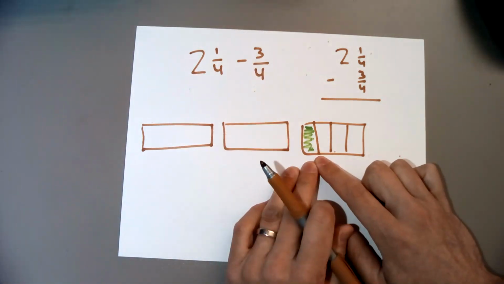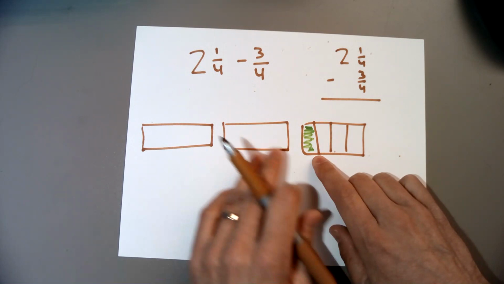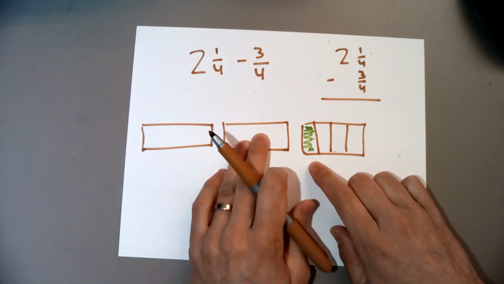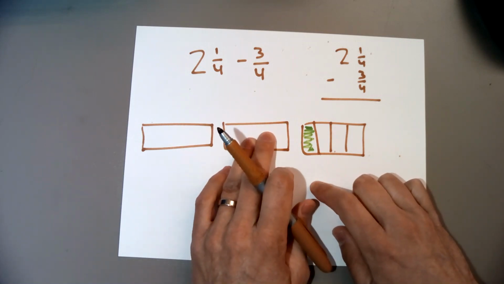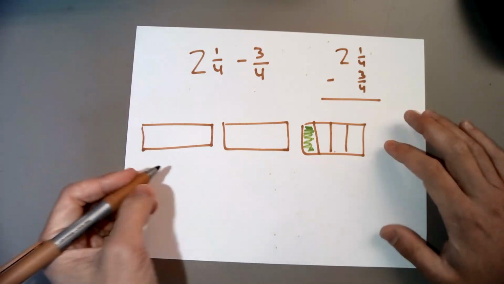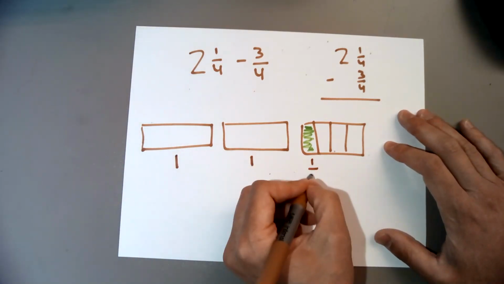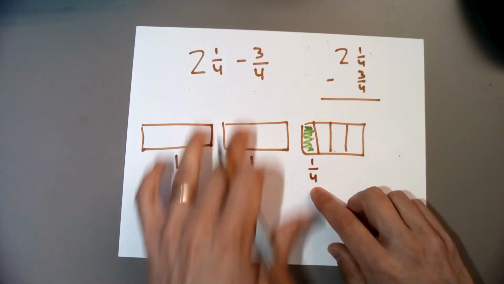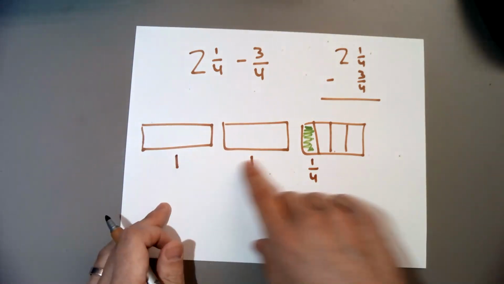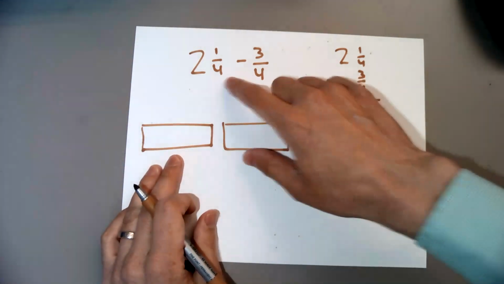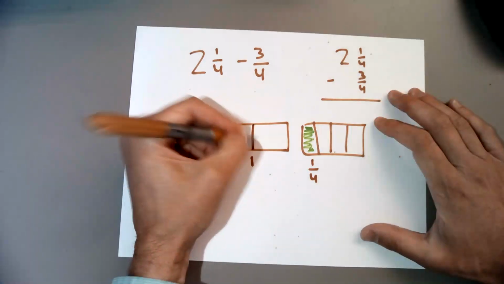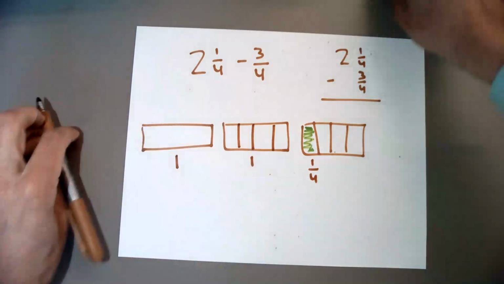So what I need to do is use one of these other wholes and get some fourths out of that. So right now that's 1 whole, that's 1 whole, and this is 1/4. So 2 wholes and 1/4. But each of these wholes can also be divided into fourths. 1 whole is also 4/4.